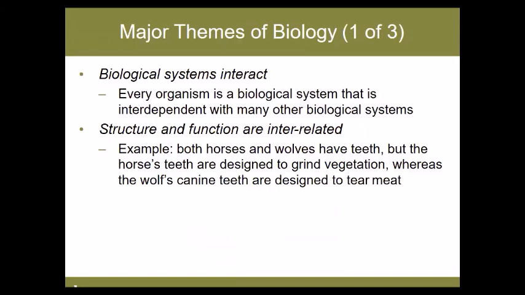Whether you're talking about a population of plants or animals, they're going to have some type of interaction with other individuals in that population or in their environment. The second major theme here is structure and function are interrelated. Let me give you an example. Below you can see that horses and wolves have teeth, but they're designed differently. They have different structures, and those structures allow them to function in different ways. If you study plants, plants have particular structures that allow them to have unique functions as well.